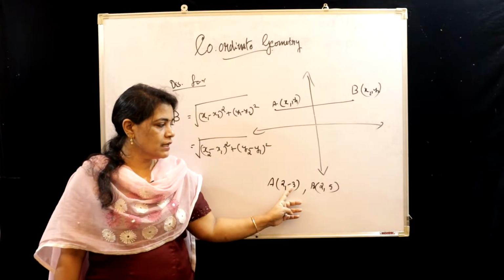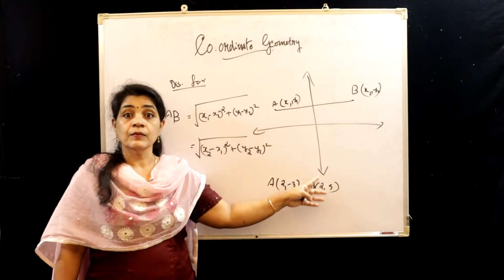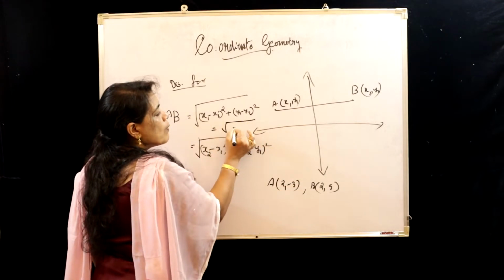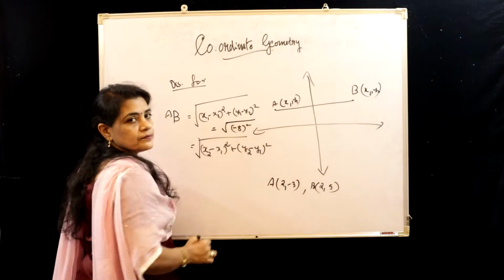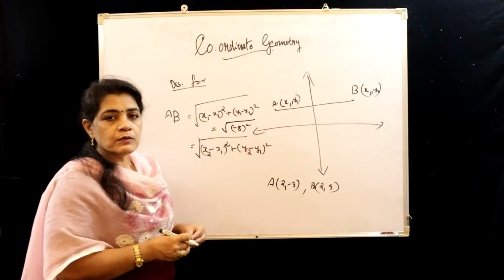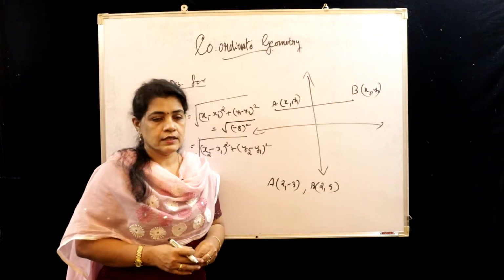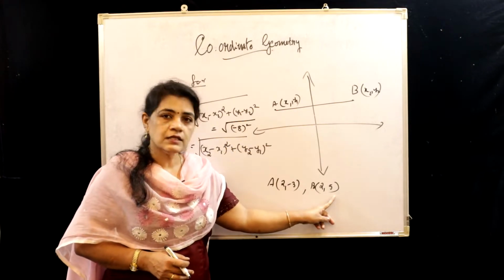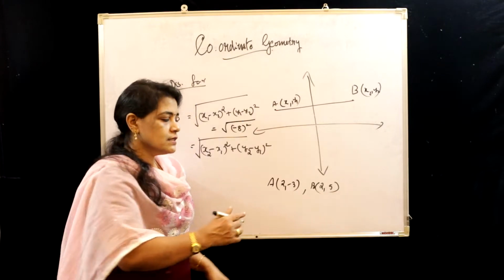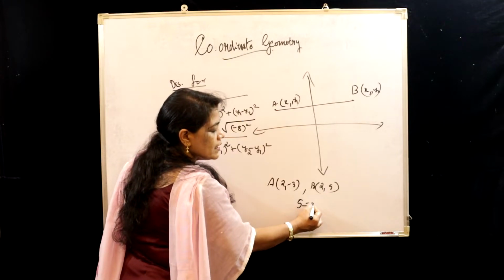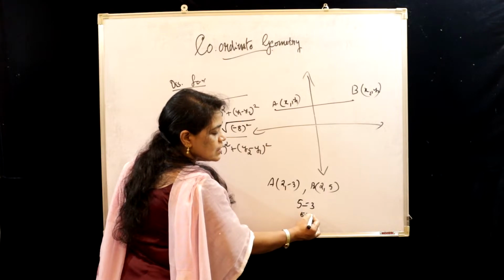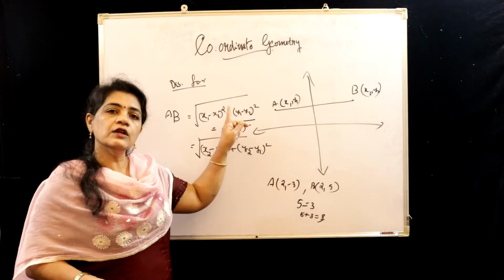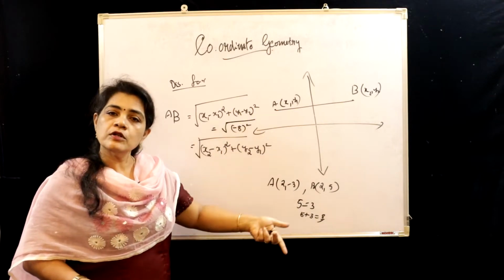Here y1 is minus 3, minus 5, that is minus 8. That means you will get root of minus 8 whole square. Minus 8 is the difference between the y coordinates. If you are using the formula y2 minus y1, y2 is 5. 5 minus minus 3, minus minus becomes plus, so 5 plus 3 is 8, so 8 square. Here minus 8, when you take its square, will be positive, children.